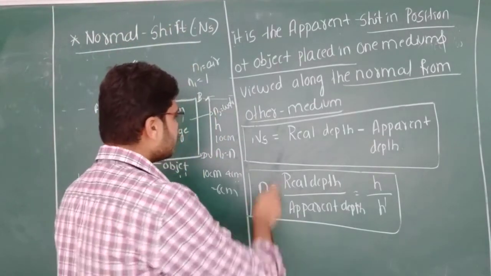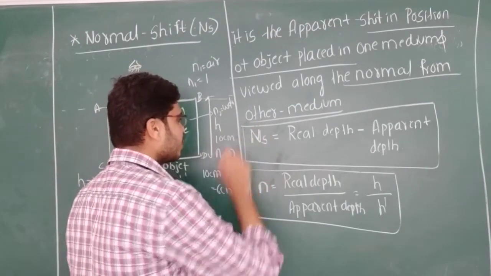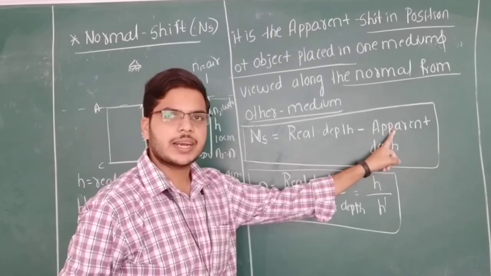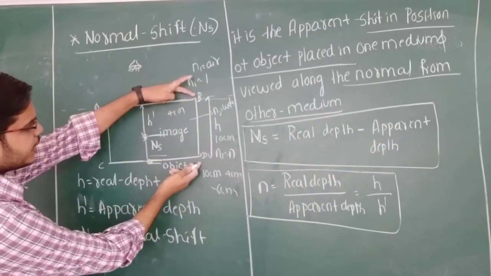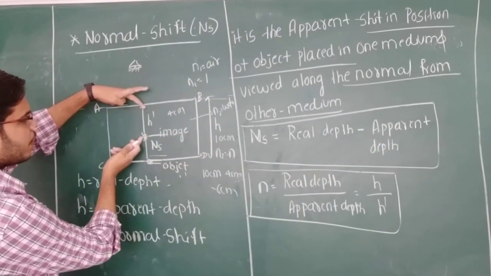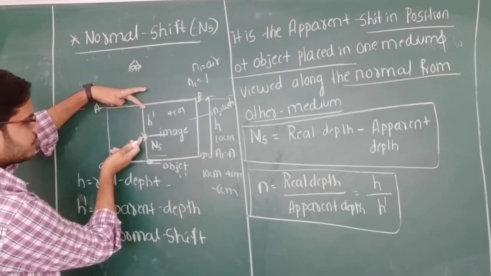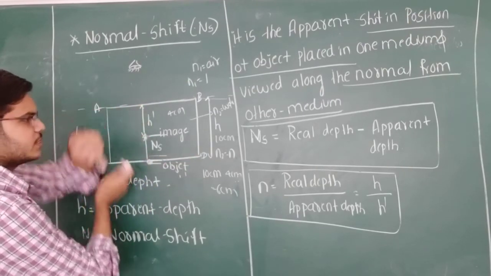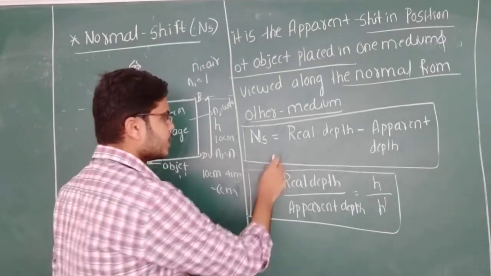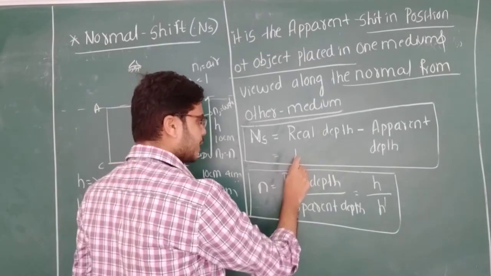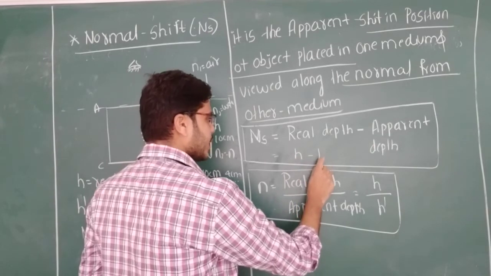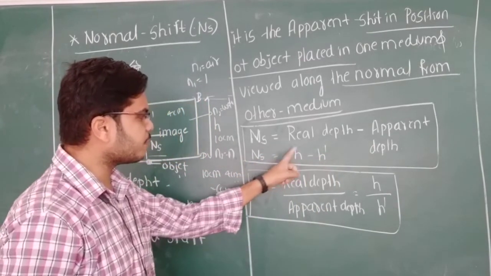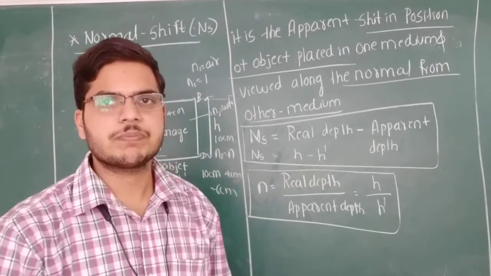Therefore, the normal shift can be calculated by a formula. Normal shift is equal to real depth minus apparent depth. This real depth minus this apparent depth will give this distance, the normal shift. Real depth is how much? H. Apparent depth is H dash. Therefore, normal shift is equal to real depth minus apparent depth.